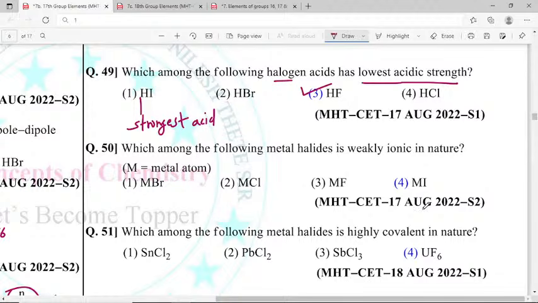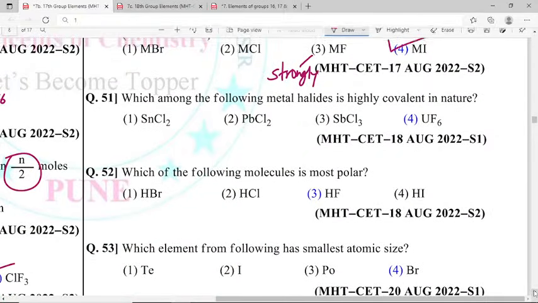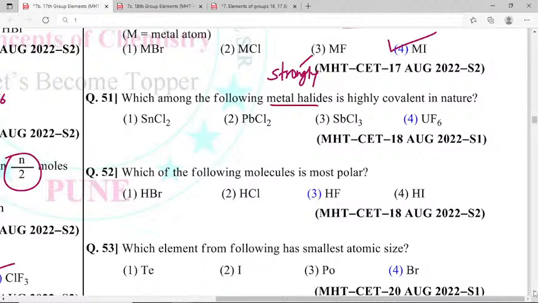Which among the following metal halides has weakly ionic bond? MI, and MF is the strong. Same question repeats. Which among the following metal halides is highly covalent in nature? UF6, uranium hexafluoride, is highly covalent in nature.